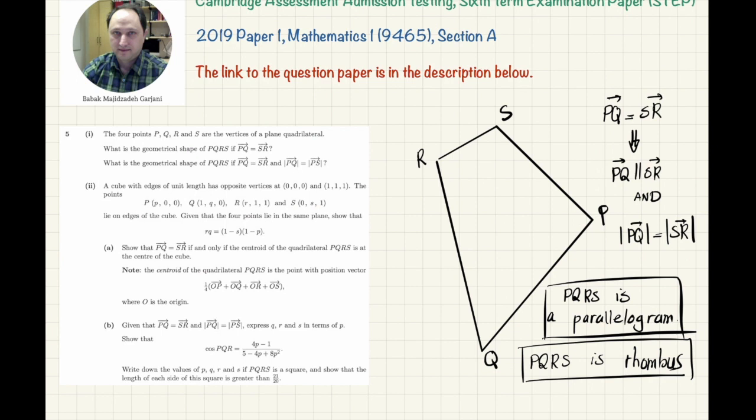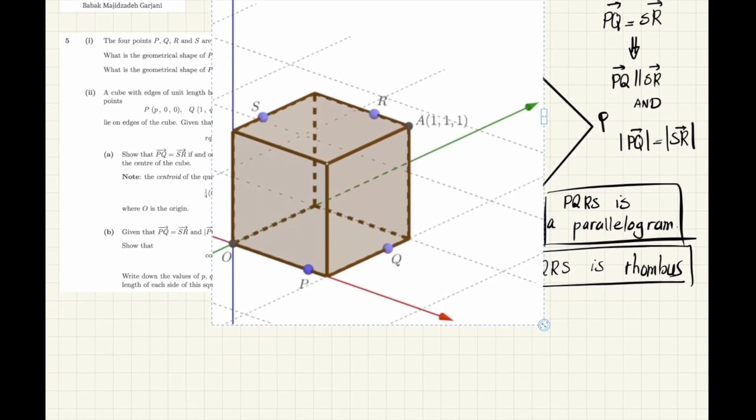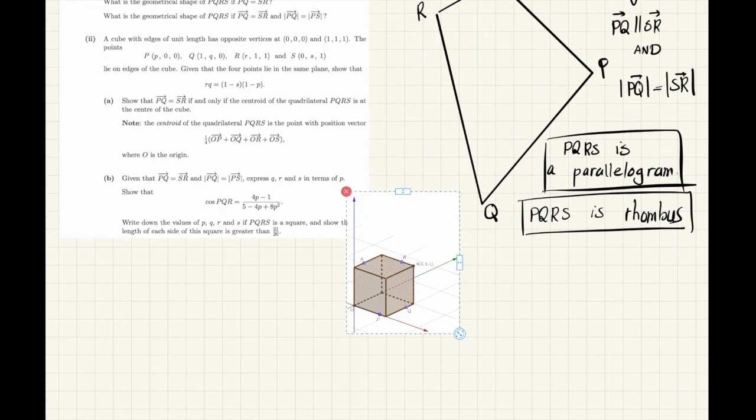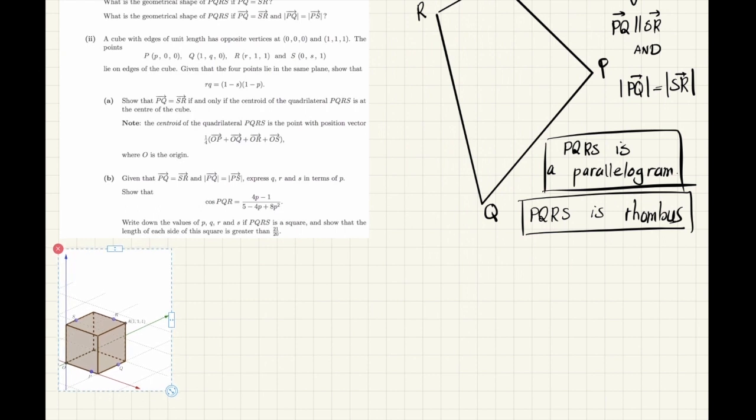Of course, in STEP exams you shouldn't rely on a very precise picture, but I have already done this picture with GeoGebra, so let me just put it here in front of your eyes. What is important is that you shouldn't rely so much on a good picture. So let us consider this one. You see the point P, a cube with edges of unit length. This cube that you see here has unit lengths, and the opposite vertices are 0, 0, 0, which is the origin here, and then 1, 1, 1. So this point is 1, 1, 1. I have called it A.